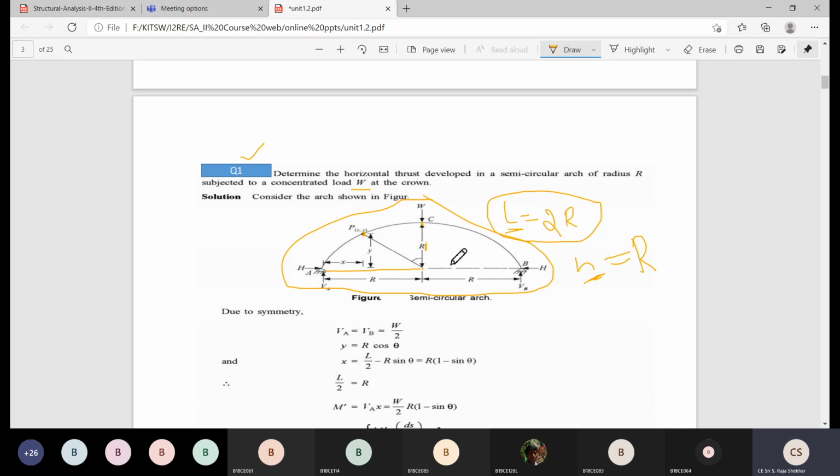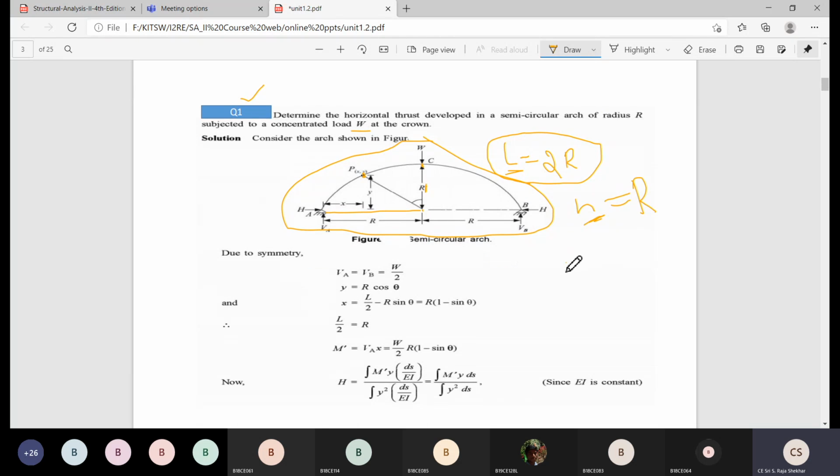For the calculation of this horizontal thrust H, we need to calculate the VA value and the VB value. Since the arch is loaded with symmetrical loading, VA is equal to VB is equal to load by 2. The applied load is capital W, acting in the downward direction.